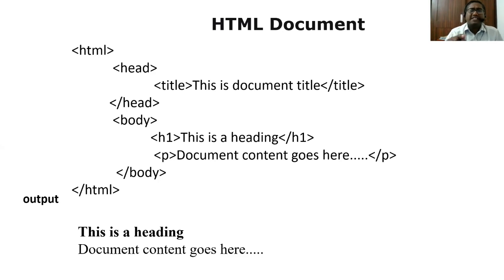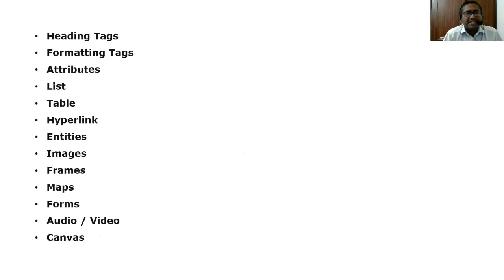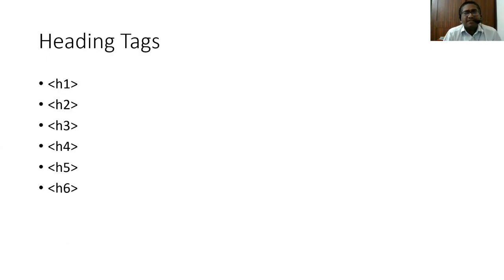If you give any information in the title tag, that is in the head, it will only be used in the title bar, the top bar of the entire frame where it is displayed. Whatever you give within the body tag will display over the web page. That is, when you open it in the browser, it will fill the web page. Now, we are going to see different concepts within HTML: heading text, formatting text, attributes, list, table, hyperlink, entities, images, frames, maps, forms, audio, video, canvas. Let us see one after the other.